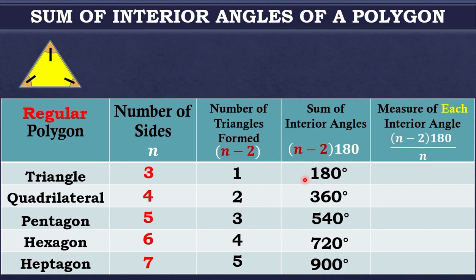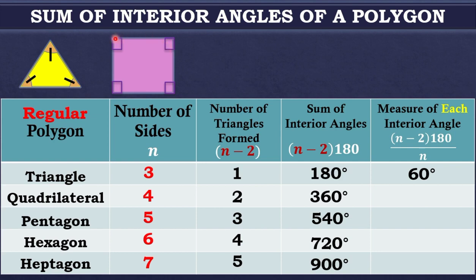So, para pantay-pantay, i-divide po natin siya by 3. So, 180 divided by 3, that's why this is our formula, n minus 2 times 180 divided by n. I-divide natin siya sa n. So, that is 60 degrees. Okay? And then 360 for our quadrilateral, since this is the sum of the interior angles of a quadrilateral.